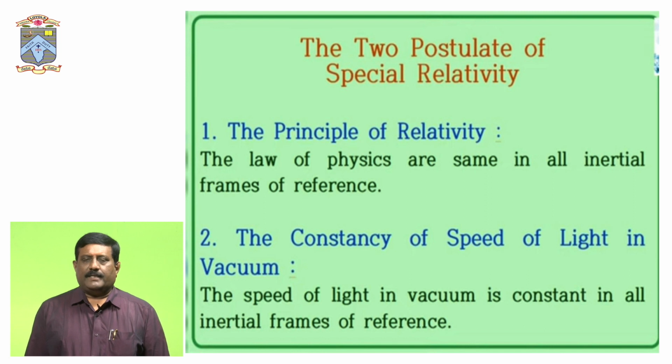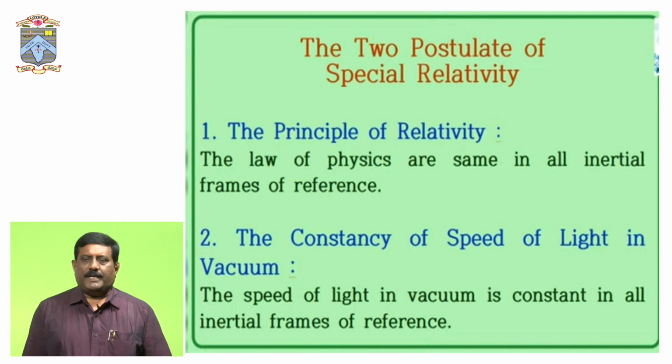The second postulate is the constancy of speed of light in vacuum. The speed of light in vacuum is constant in all inertial frames of reference, and the speed of light is taken as 2.998 × 10^8 meters per second. This is the value of the speed of light in vacuum. If it enters a denser medium like water or glass, the speed may change, but in vacuum, irrespective of the frame of reference, the speed of light always remains constant.